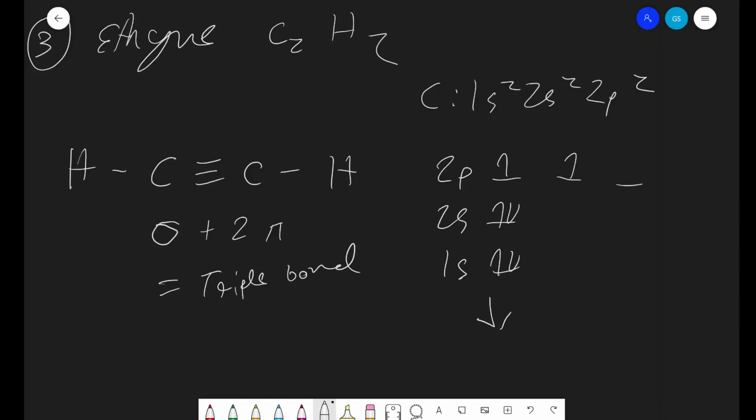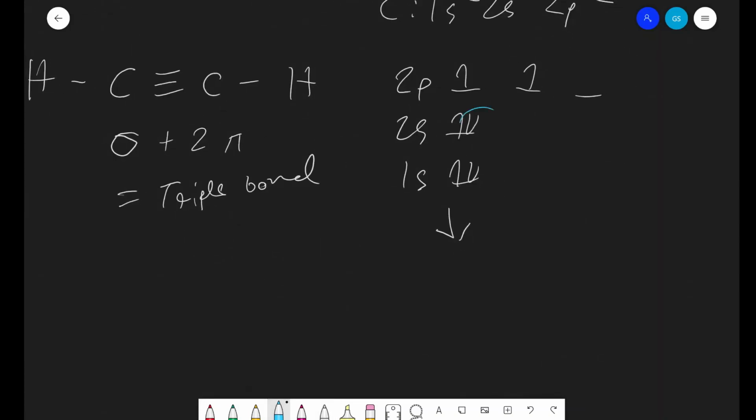So we're going to do that same step again. Swing this guy over here. 2p, 2s, 1s.